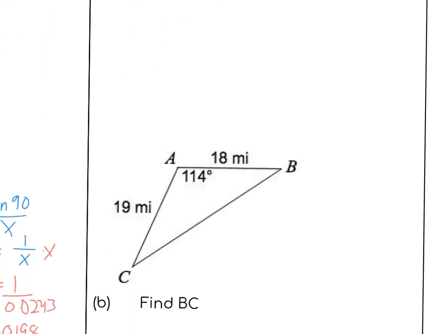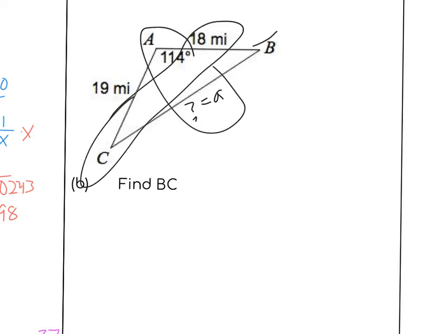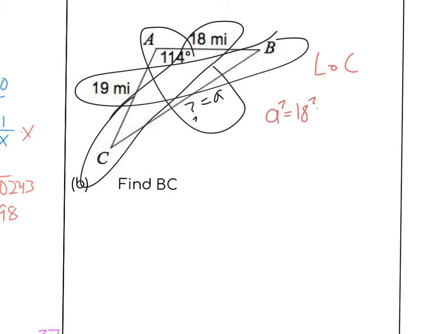All right, moving downwards. Here we're solving for BC, and that's going to be A again. All right, I don't have any opposites. If I try to find stuff, nothing works out. Therefore, I'm going to use law of cosines again. I'm looking for A, so I'm going to set this up as an A squared law of cosines. We've got 18 squared plus 19 squared minus 2 times 18 times 19 times cosine of the angle that's opposite that, which is 114.